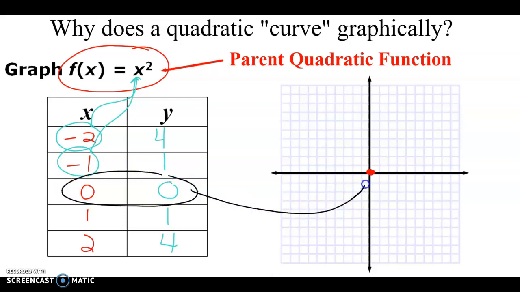That was the vertex. But now the part that is a little bit different. We have the point 1, 1. And we also have the point -1, 1. Because what happens when you square a negative number? Even though the x value is negative, because our negative x values are over here, we have a positive 1 output. Left 1, up 1.